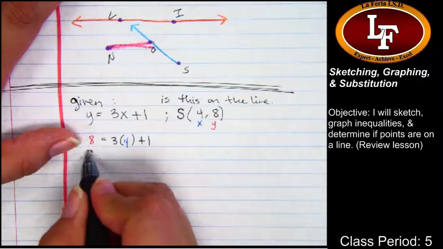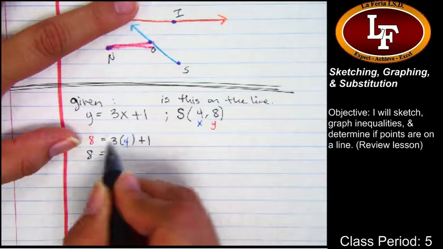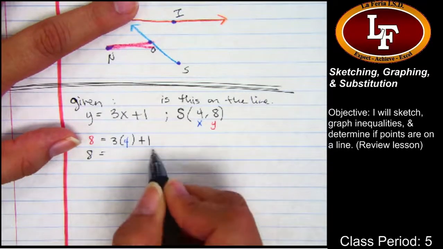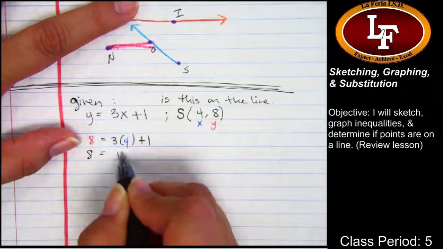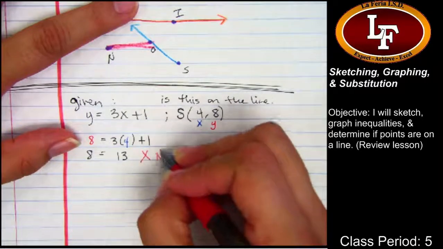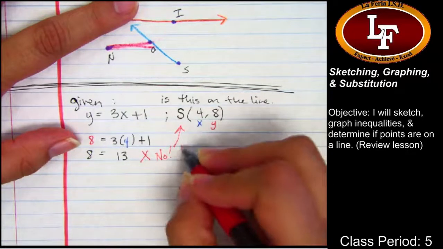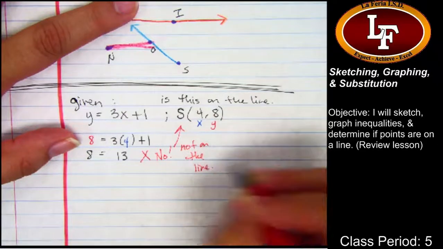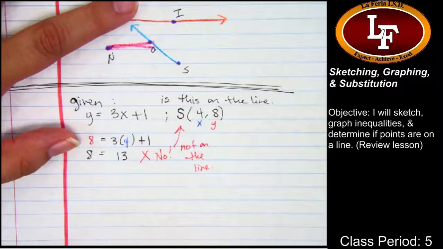Nothing to do on the left, but stuff to do on the right. 3 times 4 is? 12. Plus 1 is? 13. And then you ask yourself, is 8 the same thing as 13? No! Which means this point is not on the line. That's it.